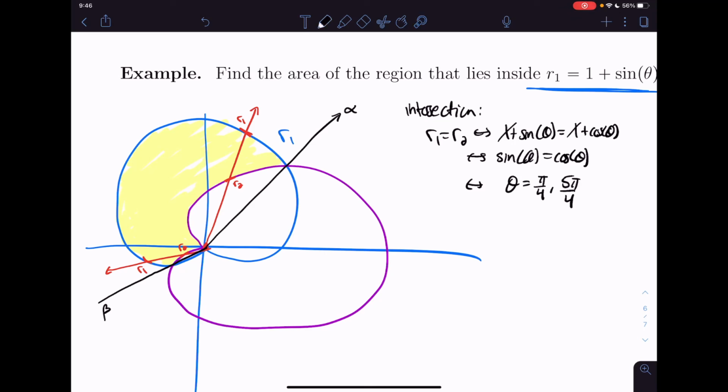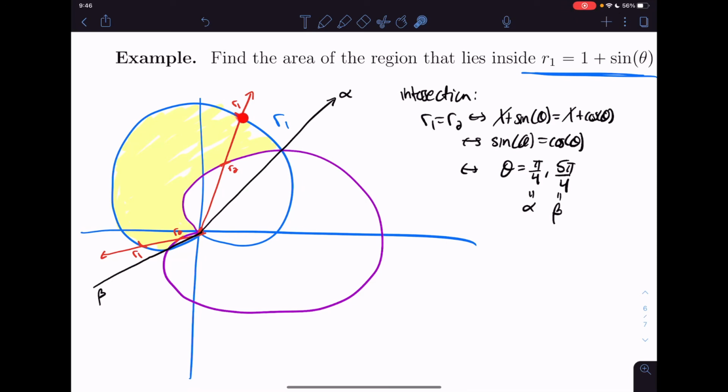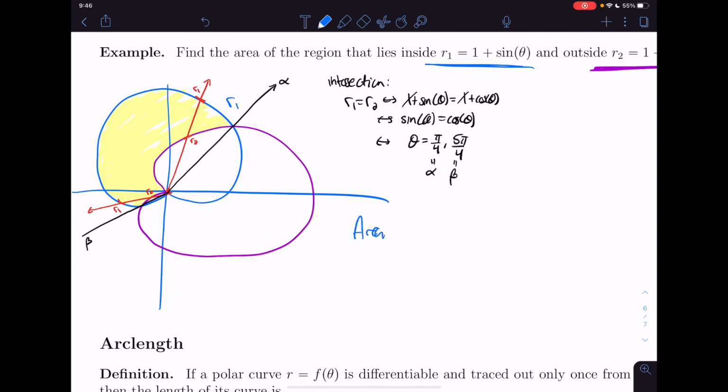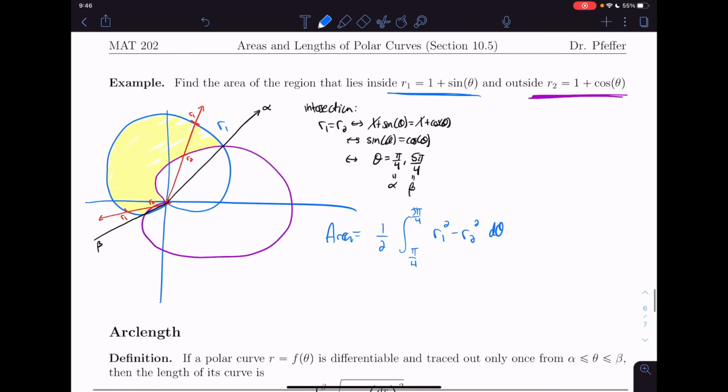So indeed, this turns out to be our alpha and our beta respectively, and since R1 is always the outside function, R2 is always the inside function, the area for this simply gets set up as 1/2 times the integral from pi over 4 to 5 pi over 4 of R1 squared minus R2 squared d theta. And again, this boils down to a trig integral using power reduction, which, if you go through that computation, you should get 2 root 2 at the end.